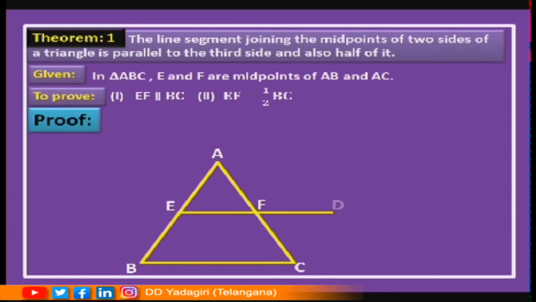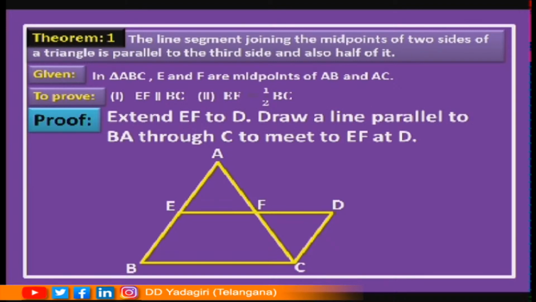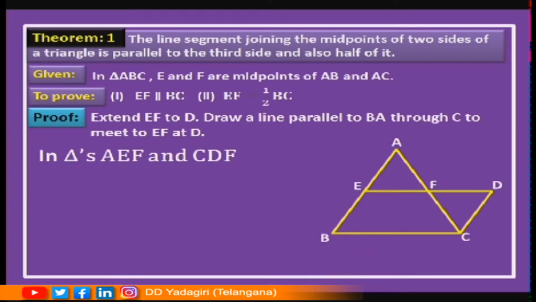So, for that we are going to extend EF to D and join CD, so that CD is parallel to BA. So, now let us consider triangles AEF and CDF. So, you can see these two triangles. In this triangle, if you notice, AF is equal to FC. But why are AF and FC equal, children? Because F is midpoint of AC, that is why AF and FC are equal.